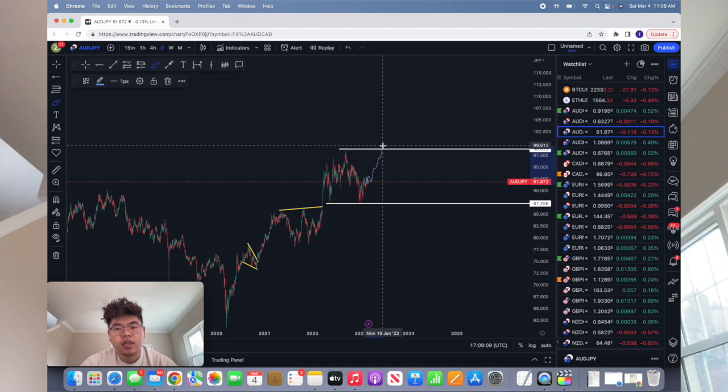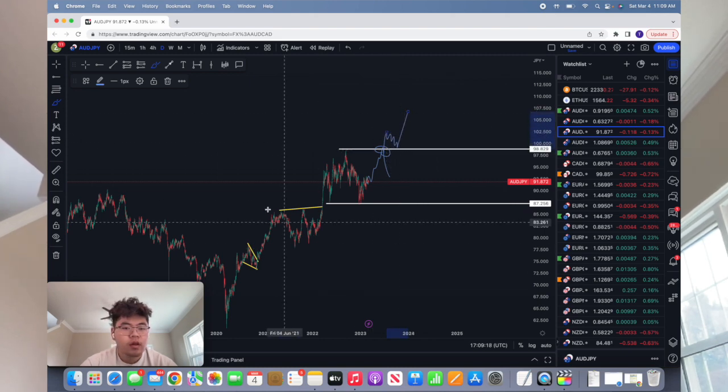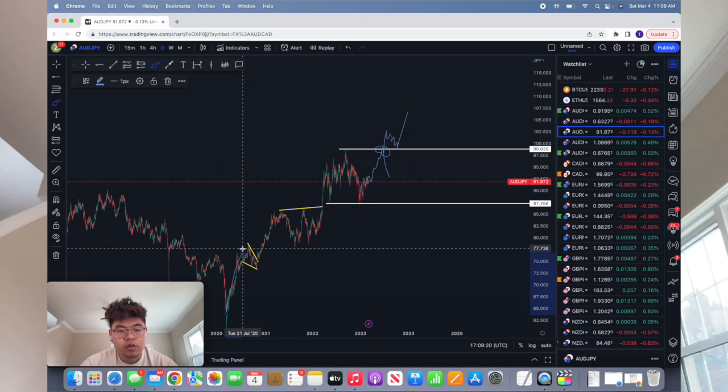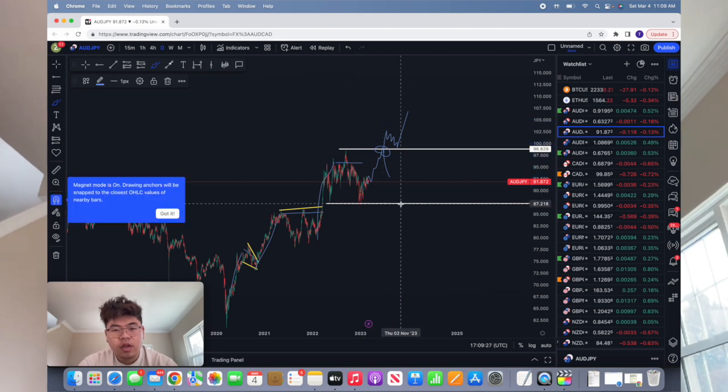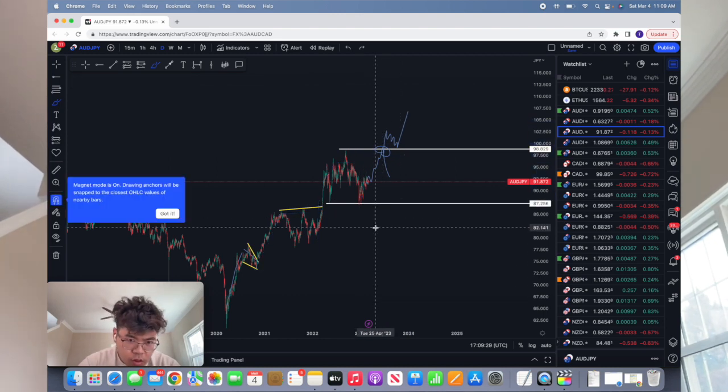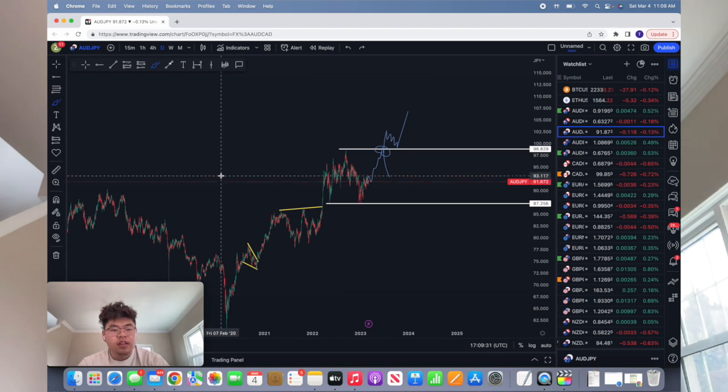So let's say it gets out, right? Let's say it just breaks the top and it gets out. Then I would look for opportunities to buy. Right now, you can see impulse, correction, continuation, correction, continuation, correction, continuation. And so the major thing we did was identify the market direction.